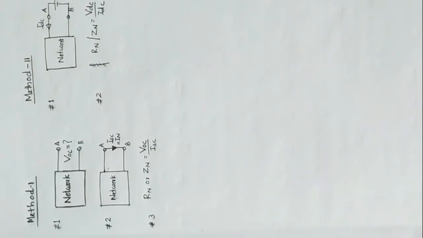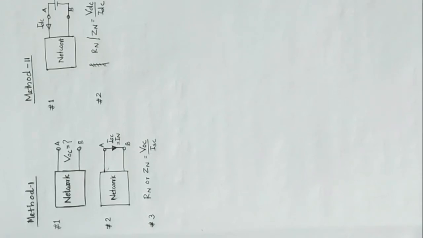Summarizing, in method 1, first of all, we need to find the open circuit voltage across the terminals A and B. Then we short circuit those two terminals and measure the short circuit current ISC, or IN. Finally, we find the Norton equivalent resistance Rn, or Norton equivalent impedance Zn, using the expression VOC by ISC.